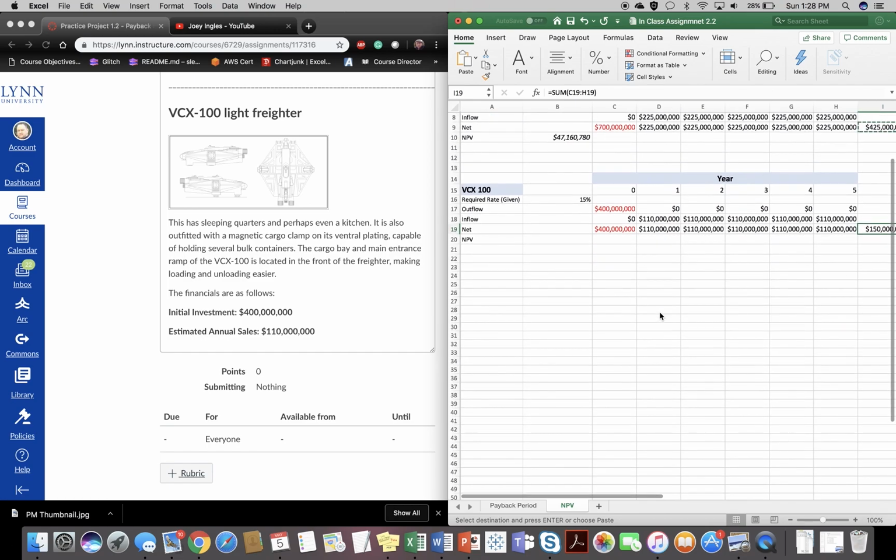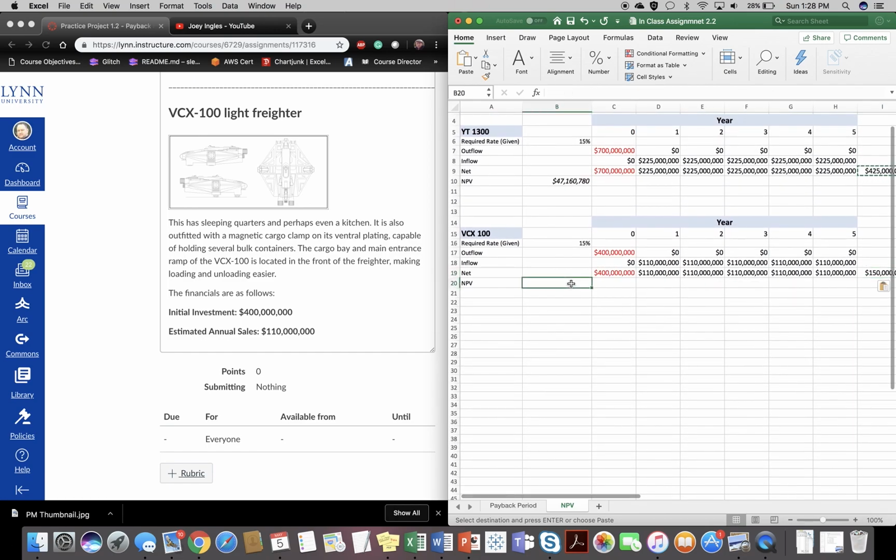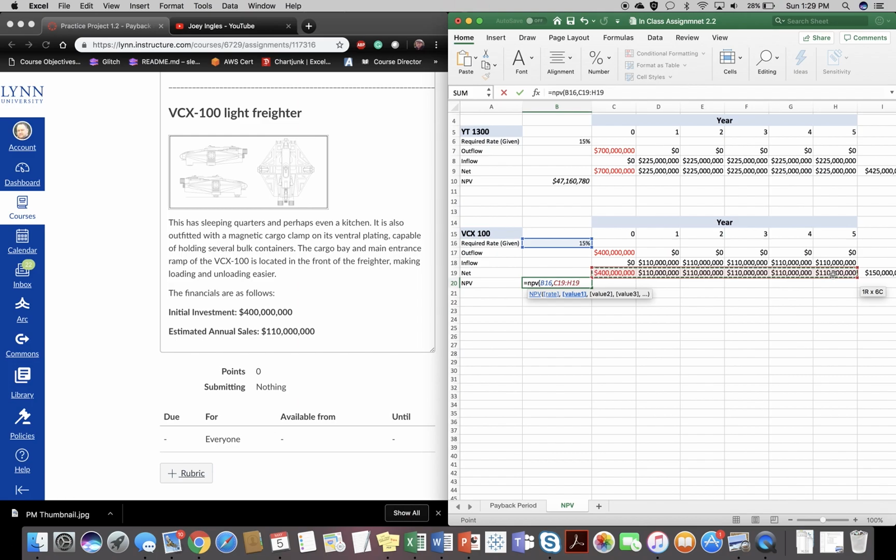Let's see what that 150 is in today's dollars. Again, it's equals NPV, open parentheses. Select the required rate. Select the stream of payments, C19 through H19.